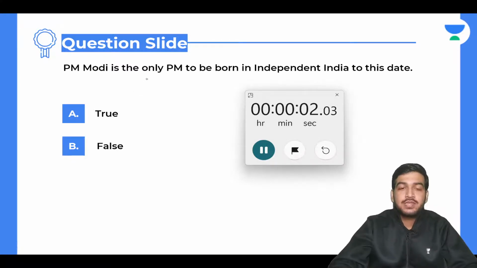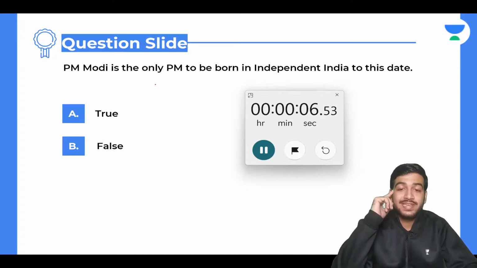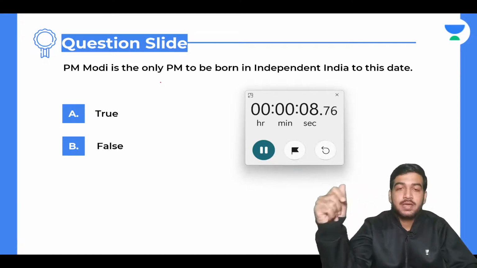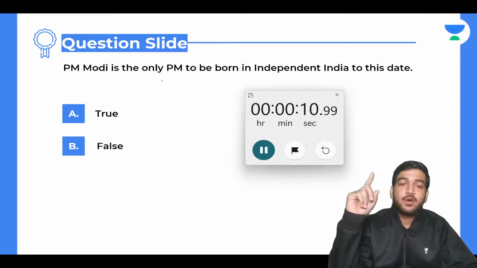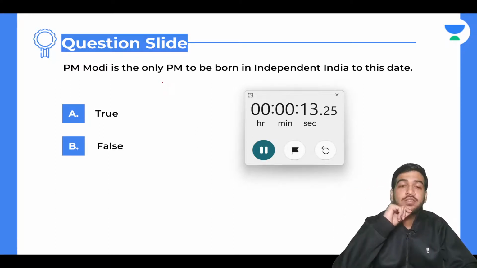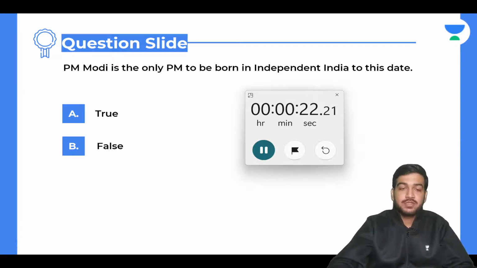Prime Minister Modi is the only Prime Minister to be born in independent India to this date. Among all the Prime Ministers India has had, we have only had one of them to be born in independent India. Is that so? Is it Prime Minister Modi? Remember, Rajiv Gandhi, when he had become Prime Minister, was also very, very young. But is this statement true, that Prime Minister Modi is the only Prime Minister to be born in independent India to this date?